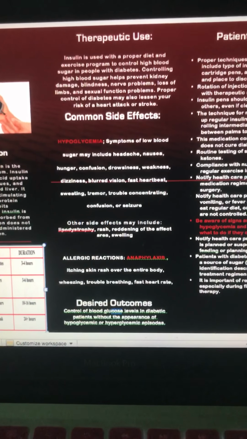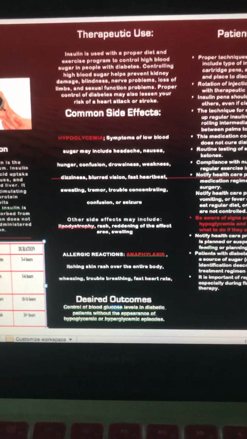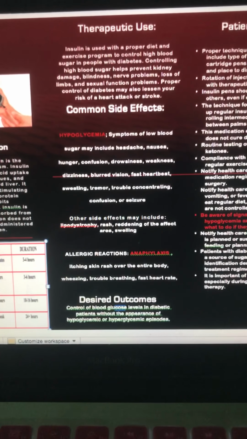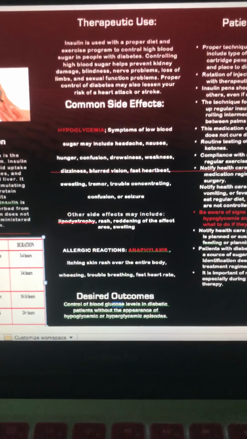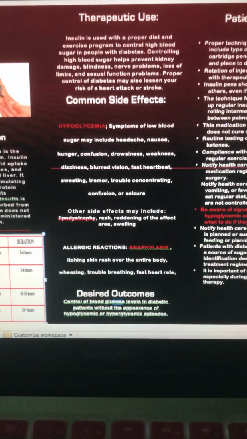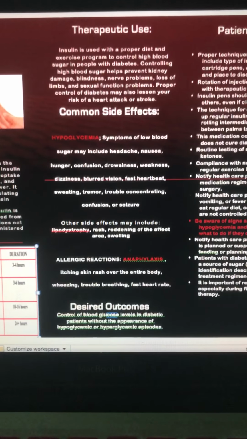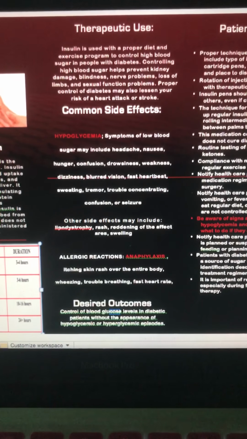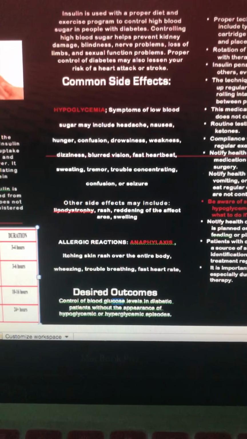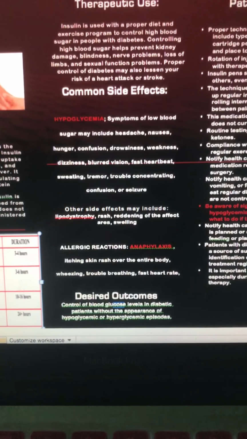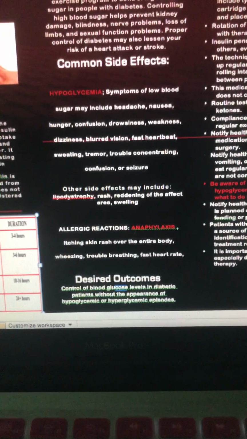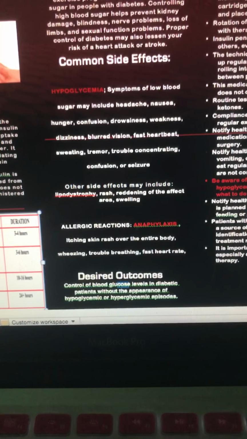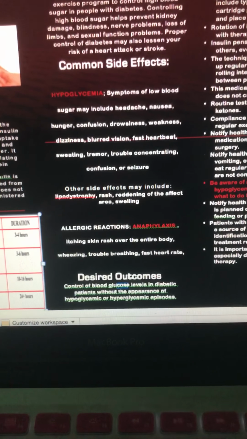I would tell my patient the symptoms of low blood sugar, which may include headache, nausea, hunger, confusion, drowsiness, weakness, dizziness, blurred vision, fast heartbeat, sweating, tremors, trouble concentrating, confusion, or seizures. People can also have allergic reactions such as anaphylaxis, itching skin, rash all over the entire body, wheezing, trouble breathing, and fast heart rate.